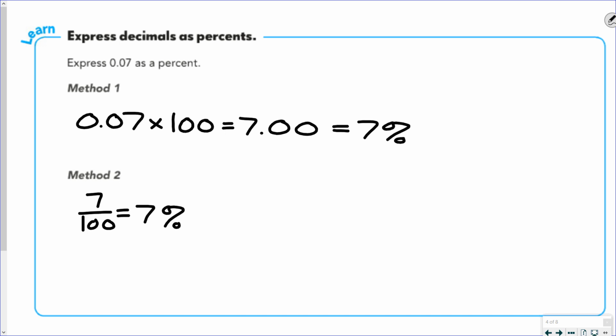And the super secret third method is somewhat similar to method 1, but if you'll notice, we essentially just took our decimal point, we moved it 2 places to the right, and that is the super secret third method.